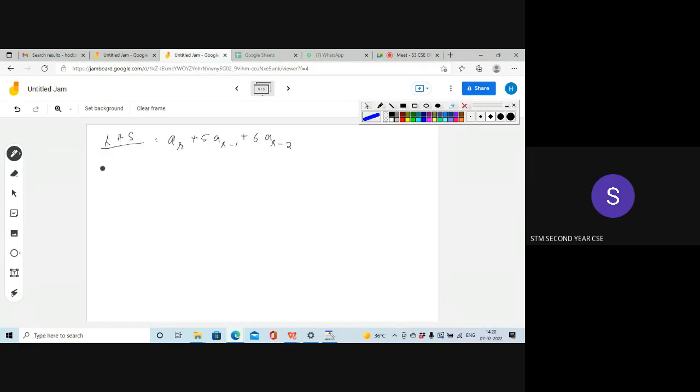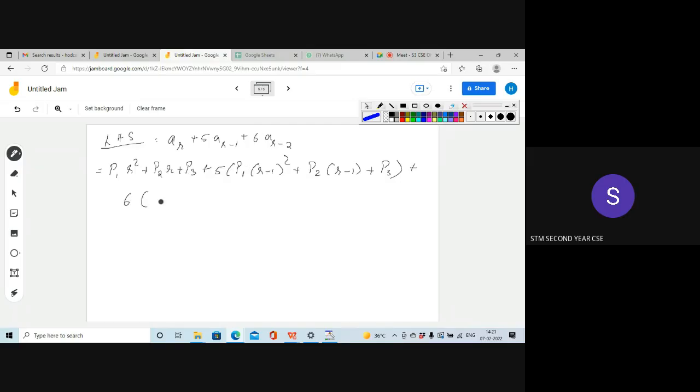This is our LHS. Now I'm going to substitute for A_r. We had written earlier, A_r is P1 r square plus P2 r plus P3, isn't it? Plus 5 into A_(r-1). We have written before, what is A_(r-1)? P1 into (r minus 1) square plus P2 into (r minus 1) plus P3. Okay, this is A_(r-1). Next, plus 6 into A_(r-2).